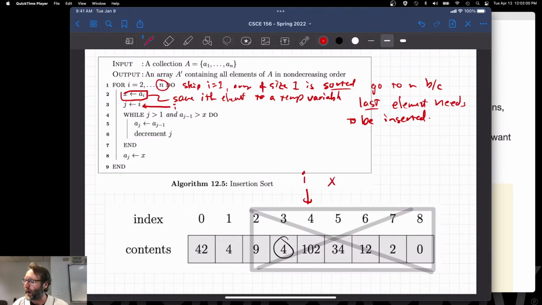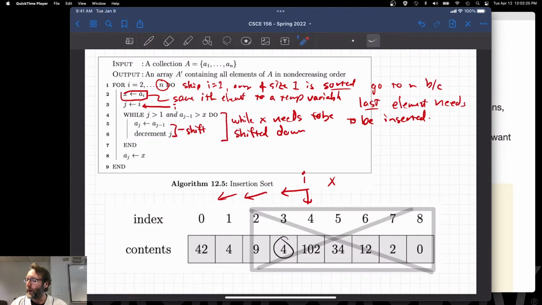And I've got x now, and I need to know whether or not I need to shift it down, shift it down, shift it down by doing a bunch of swaps. Okay? That's where this while loop comes in, right? While x needs to be shifted down, shift it. All I'm doing here is putting into A of j plus 1. In other words, it looks something like this, right? All it's doing is taking A of j and moving it over to A of j minus 1, plus 1, excuse me, right?